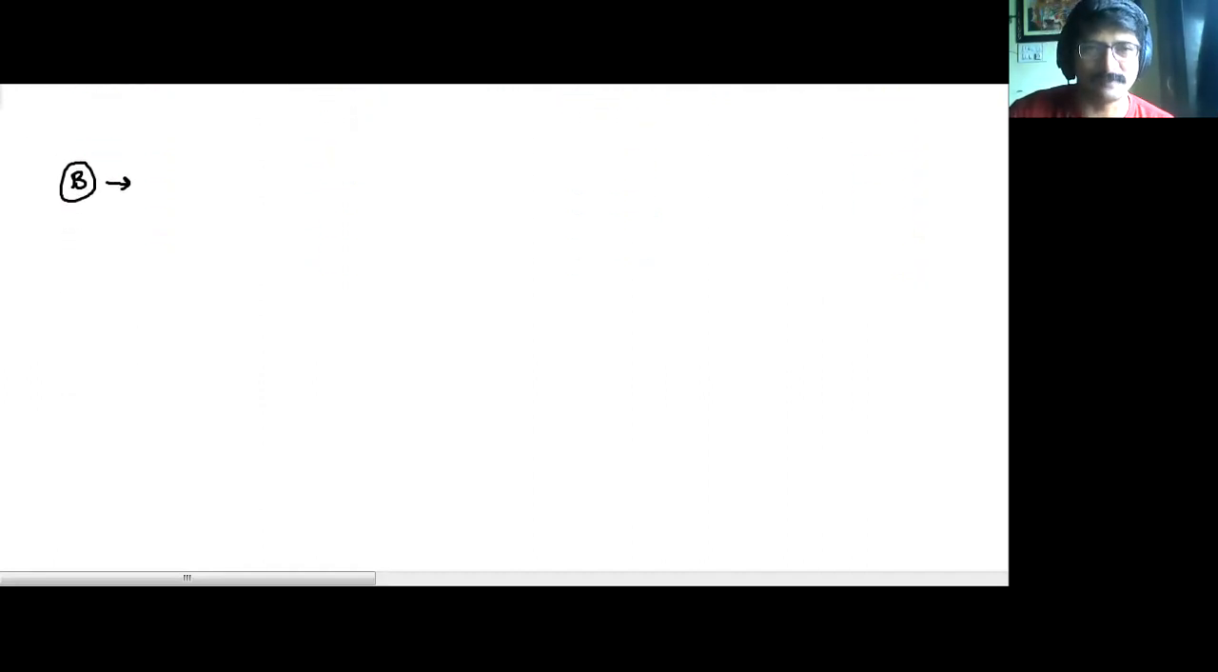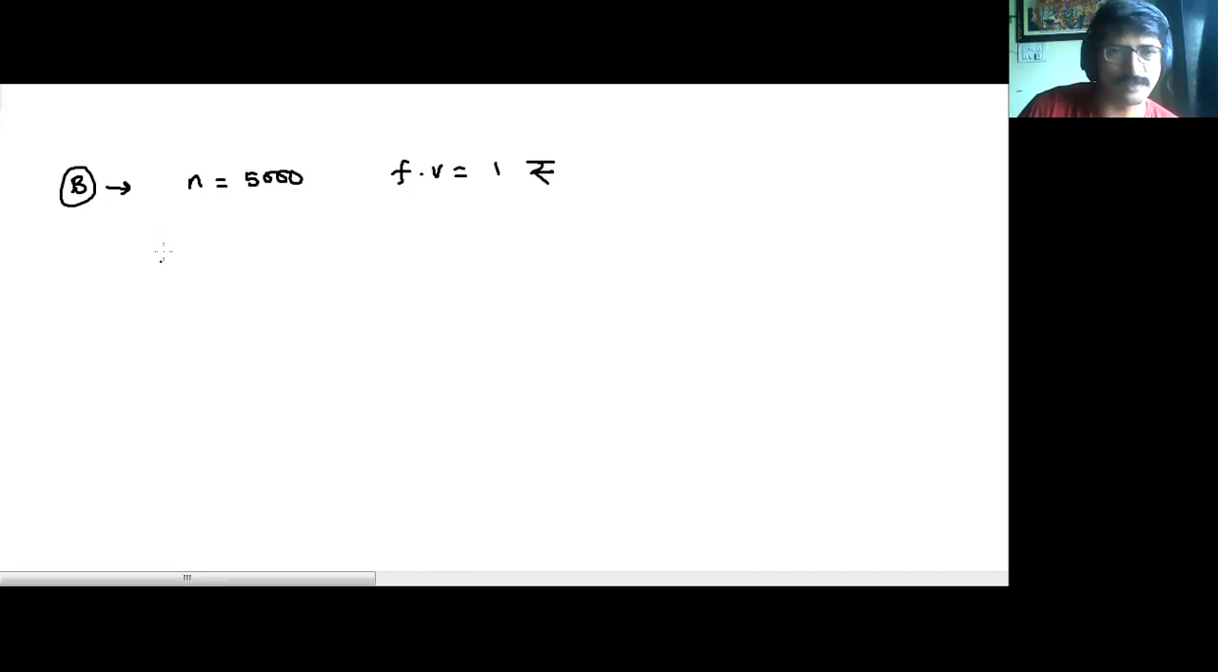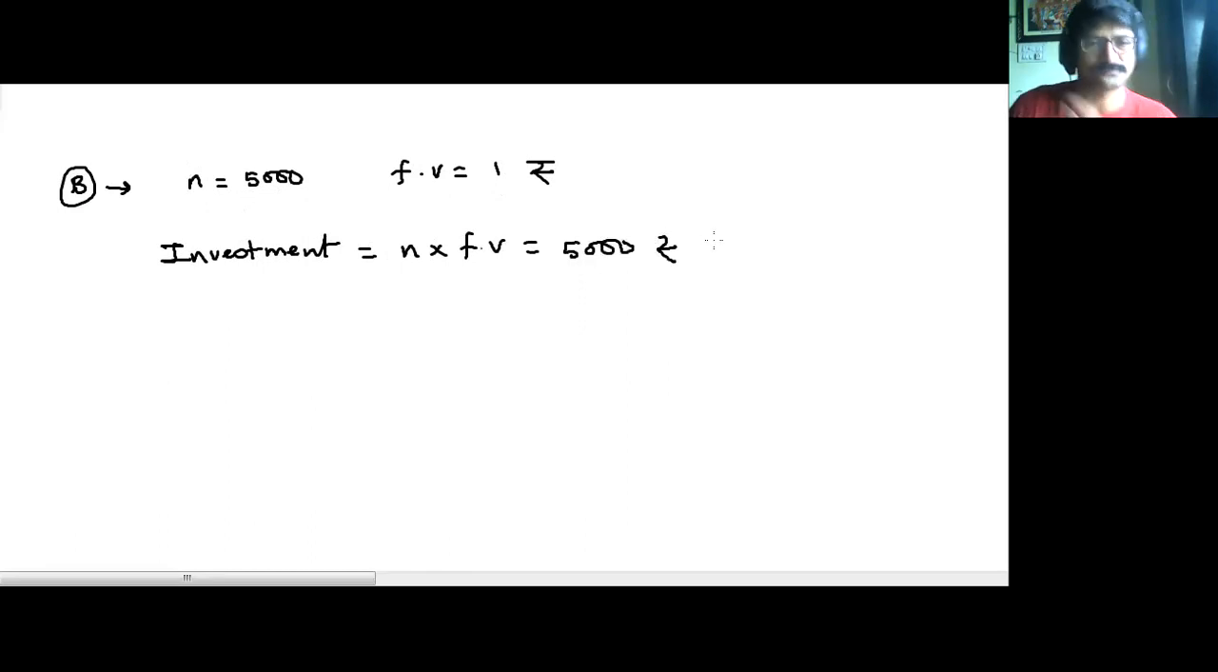Now what is going to happen? Say Mr. B purchased 5,000 shares, and the face value was say rupees 1. So what will be his investment? His investment would be n into FV. So that will be 5,000 into 1, isn't it? So simply rupees 5,000. So this is called investment.